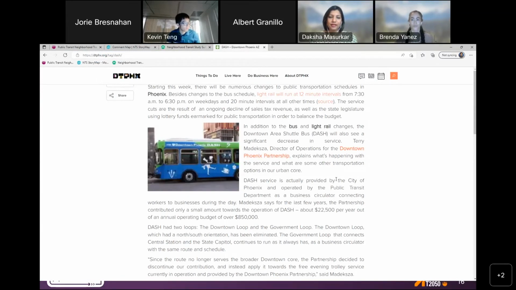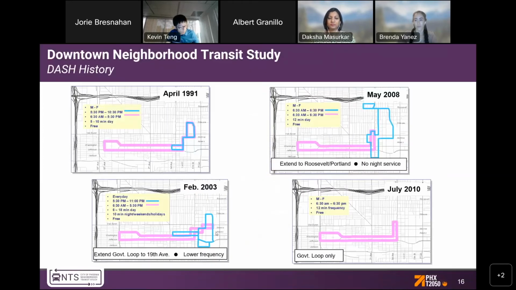But yes, this is our DASH circulator. So this is the circulator that we are studying, seeing how it can be improved, or how service can be changed based on the current needs. As Kevin mentioned, this is an old photo. Maybe it was mentioned as downtown trolley, just a different name for DASH, but it's the same service. Looking through here, this is some of the older information, because it does mention the downtown loop and the government loop. At one point we had a different routing, the downtown loop and government loop.